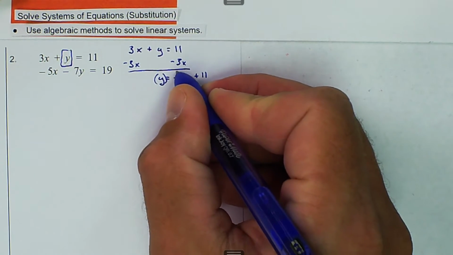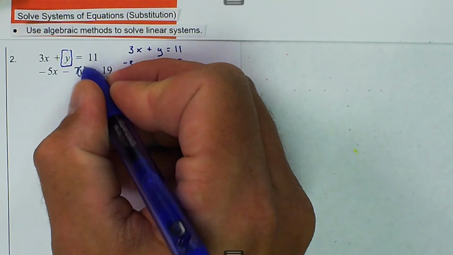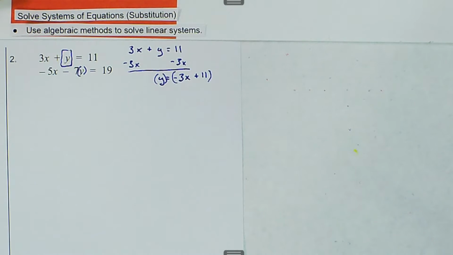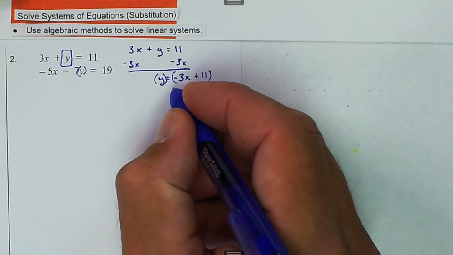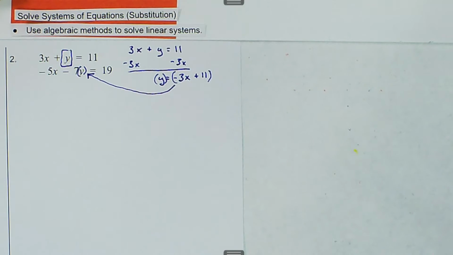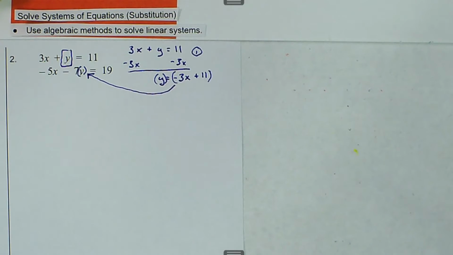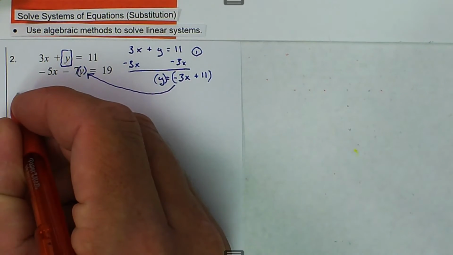So we're going to take this y variable and we're going to substitute it back into this equation for y right here. So this was step number 1. And now we're working on step number 2 over here.